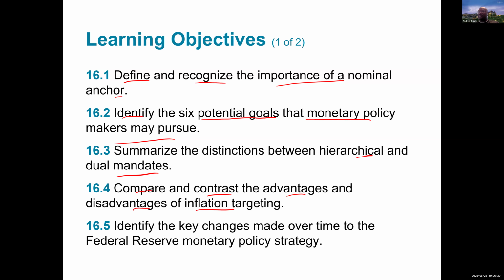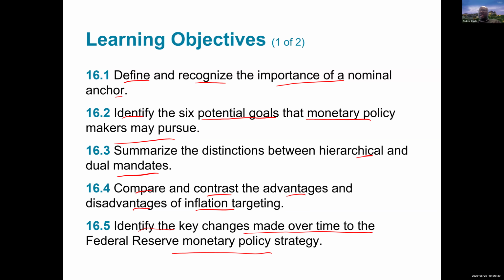The United States pursues policy through what we call discretionary policy. Inflation targeting, you need to follow some kind of rules. It's a rule-based monetary policy. And then we're also going to identify the key changes made over time to the Federal Reserve monetary policy strategy.